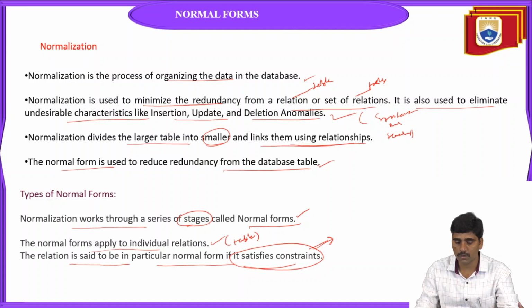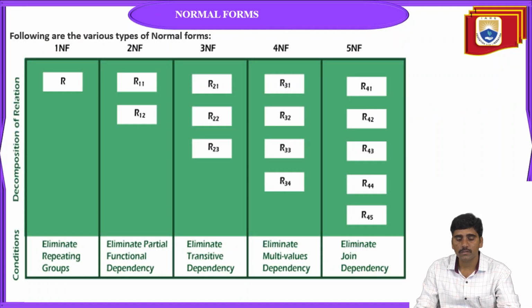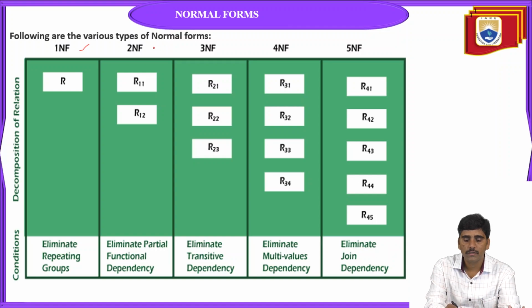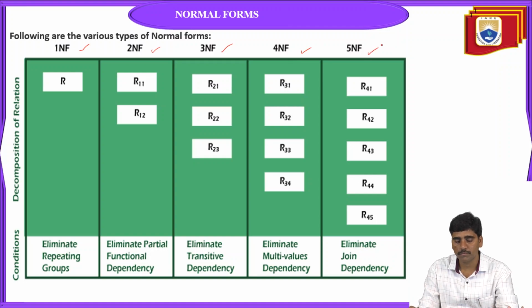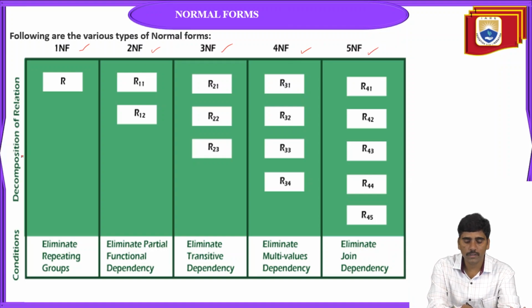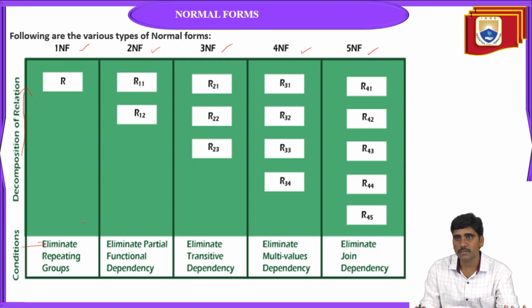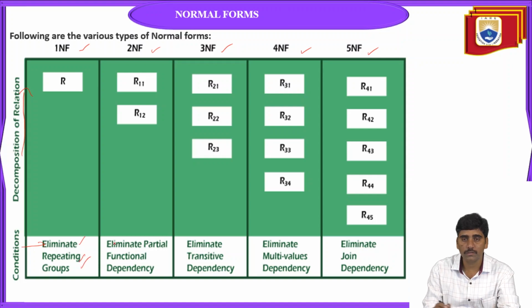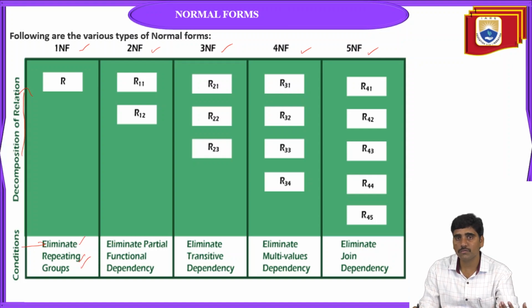To achieve that normalization process, the following are the various types of normal forms: first normal form, second normal form, third normal form, fourth normal form and fifth normal form. Here you can see the decomposition of relations and the constraints that are satisfied to achieve that normal form or stage. First normal form: the constraint is to eliminate repeating groups.